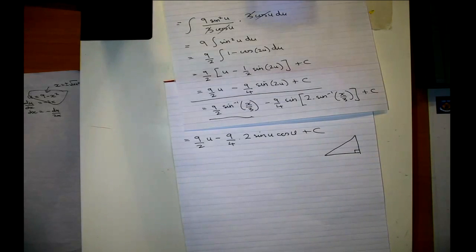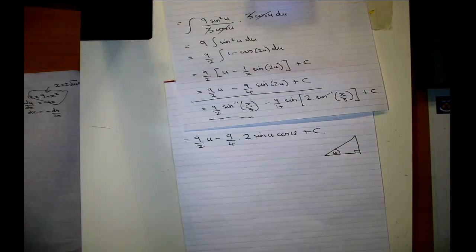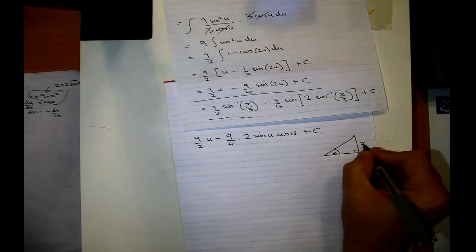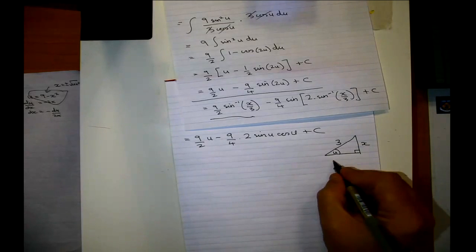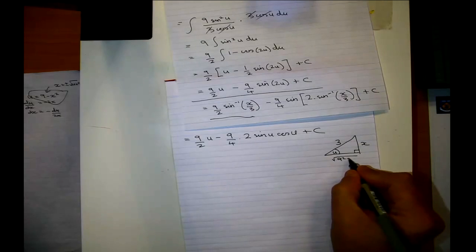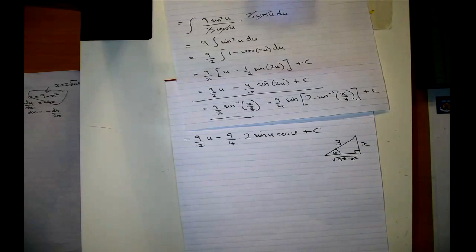Draw your little reference triangle. Basically, we're letting sine of u equal x on 3. So that means there exists a little right angle triangle with angle u, opposite x, hypotenuse 3. This thing has to exist. The length of the unknown side comes from Pythagoras. That's the square root I was getting rid of in the first place. That's got to happen.